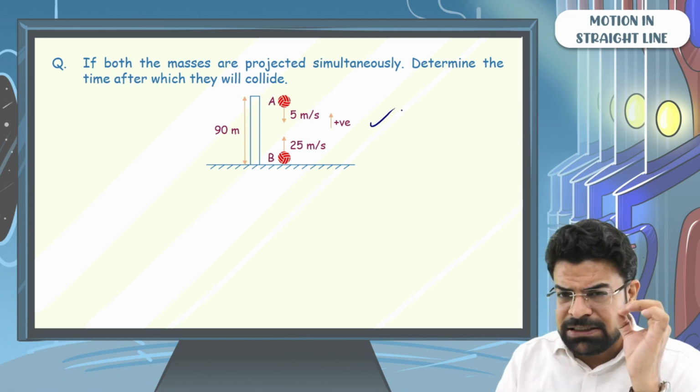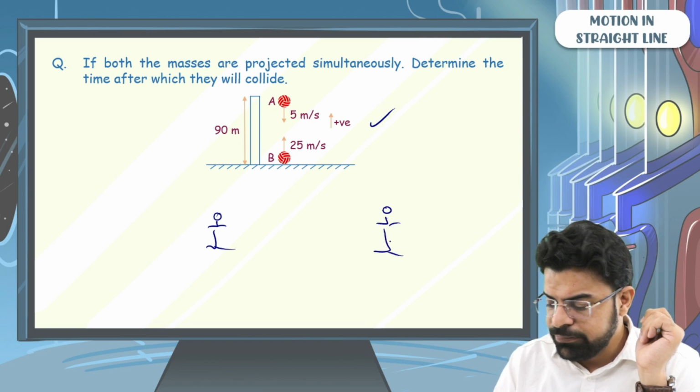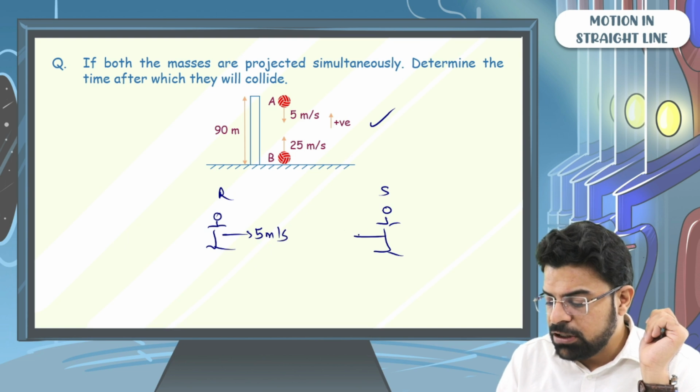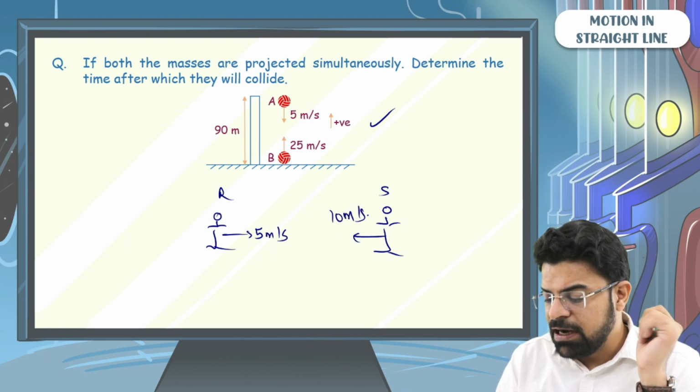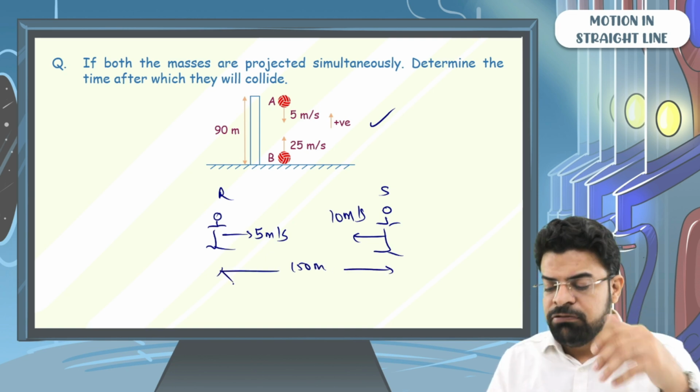This example is exactly the same as asking you, there are two friends, Ram and Sham. Ram has got a velocity of 5 meter per second towards right, Sham has got a velocity of 10 meter per second towards left, and let's say the initial separation between them is 150 meter. After how long will they collide?